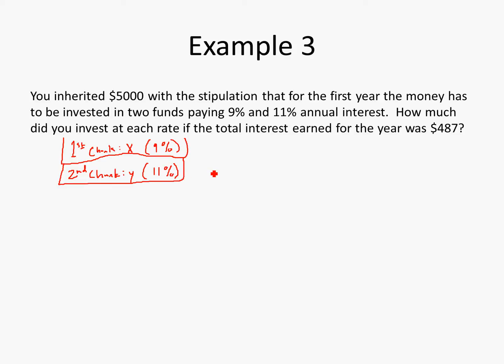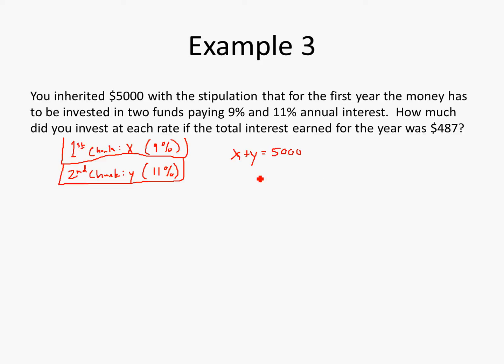Now let's just think about what it says. It says that we had two pieces of money. One chunk of money, it was $5,000, but we break it into two pieces. Since we're breaking it into two pieces, those two pieces added together get $5,000, because we took the $5,000 and put it in two different investments. So when we add them together, we get $5,000.